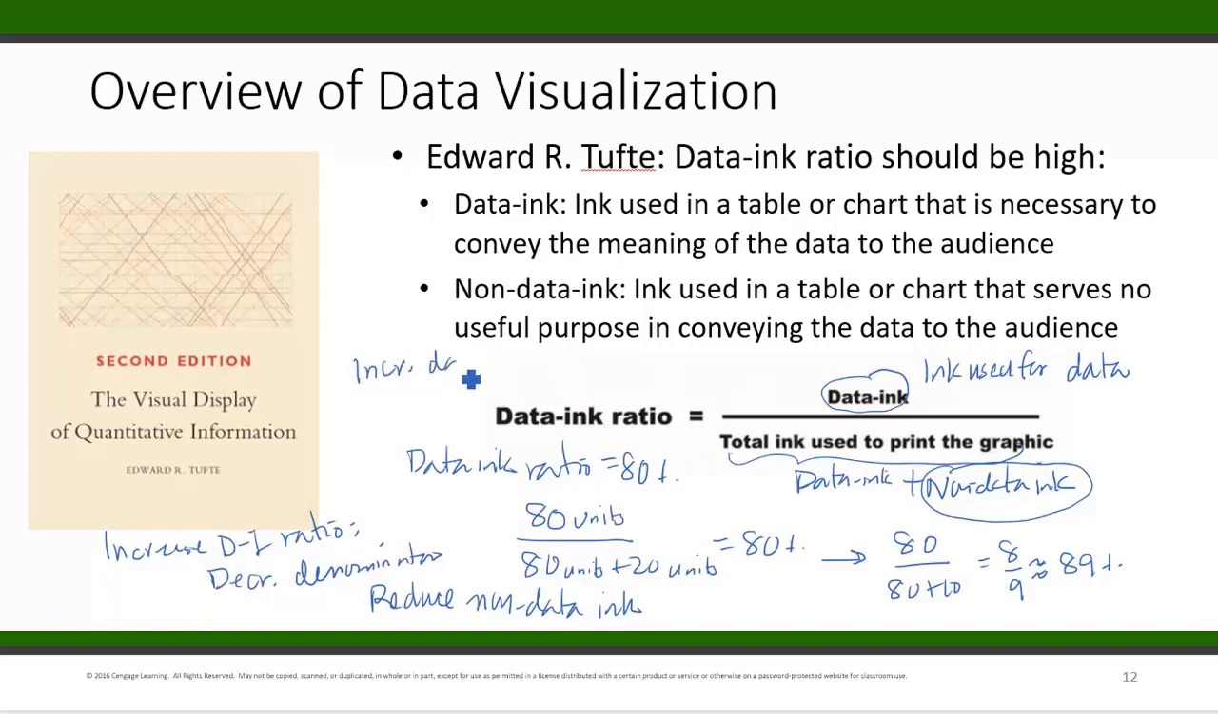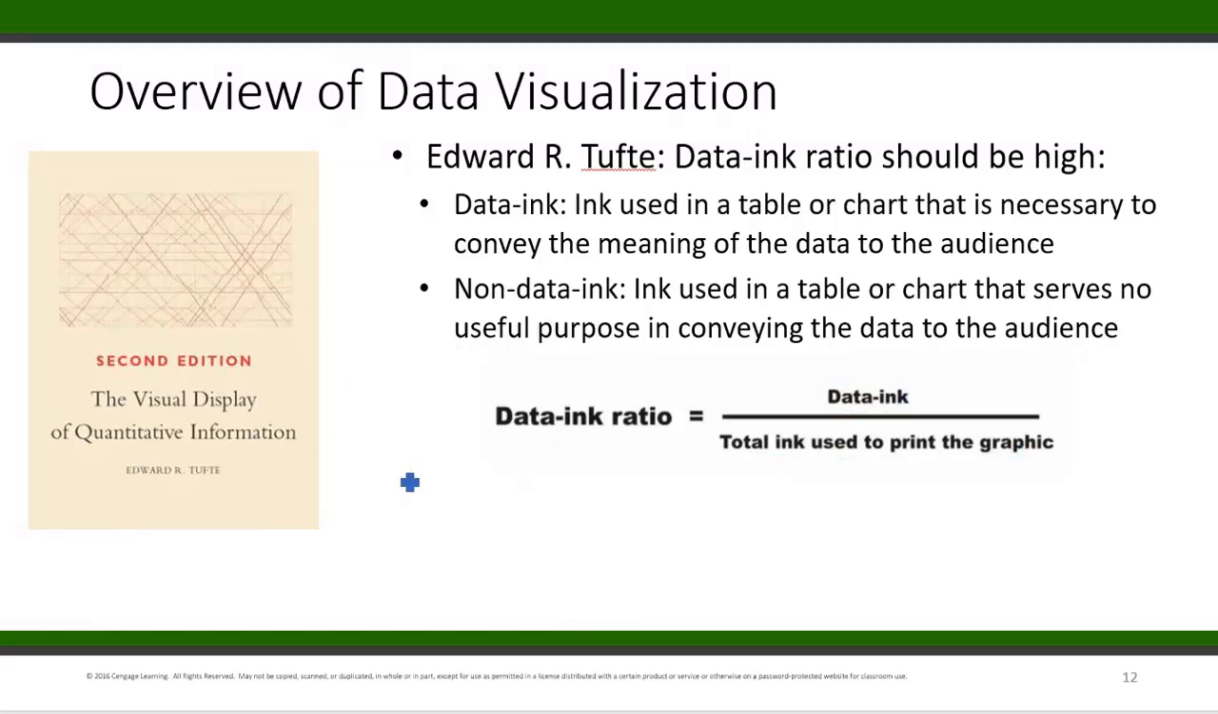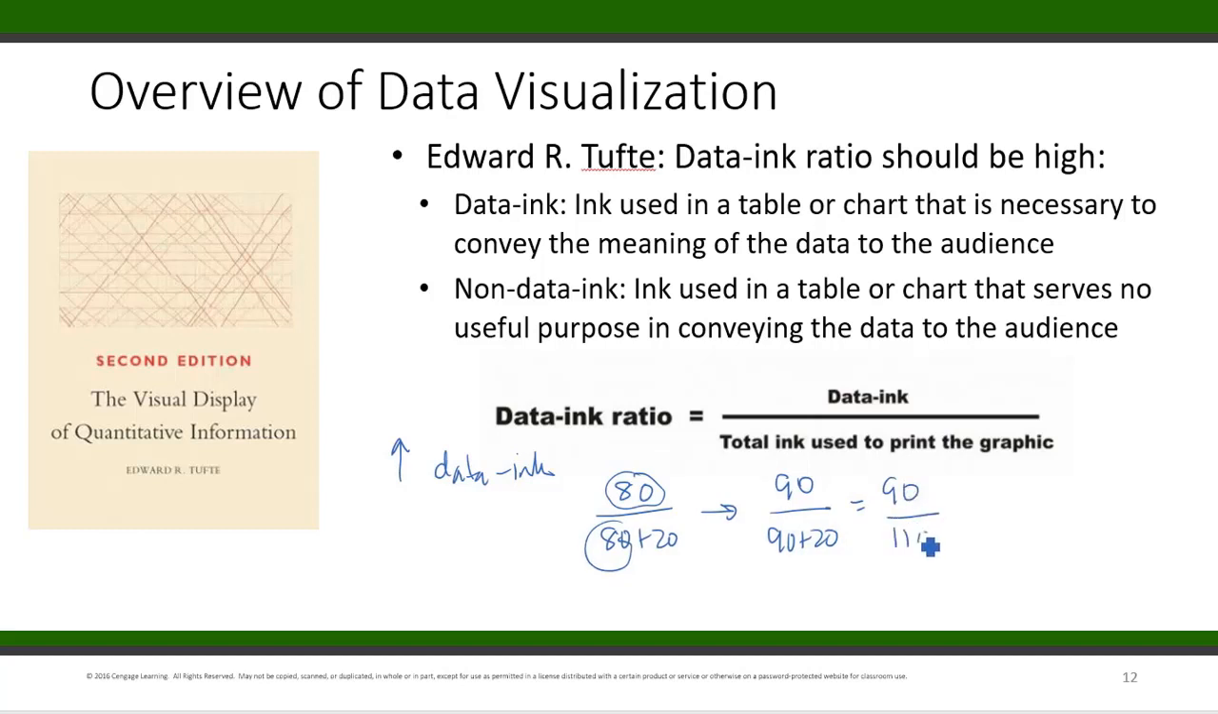Or increase the data ink. So for instance, adding the labels that are important to understand the data. If you increase the data ink, then let's say you had 80 and 80 plus 20. Now suppose I increase the data ink, like these parts, then maybe let's say make it 90. So 90 plus 20, and that's going to give you 90 over 110. Let's see. So yes, just try it on your computer. 90 divided by 110, or 9 divided by 11, is about 81%. Okay, a little bit higher than 80. So now it's 81%.